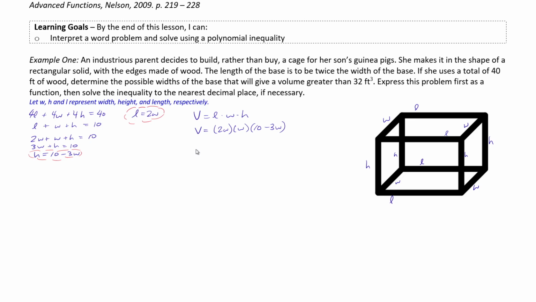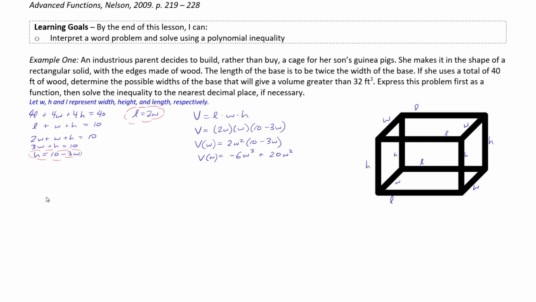Now what I have is volume entirely in terms of the width, right? So I have volume as a function of width is equal to 2W squared times 10 minus 3W. And when I expand and simplify that, I'm going to have volume as a function of width. Then I'll have negative 6 cubic widths plus 20 square widths. Right? And all I've done there is just expand the brackets and rearrange the equation so that we go from highest order to lowest order.